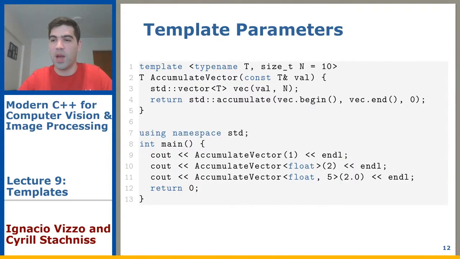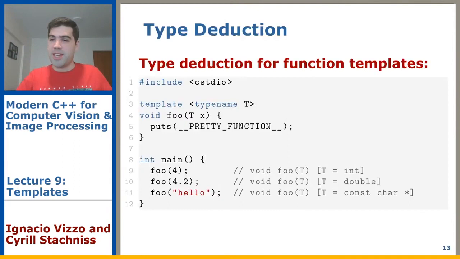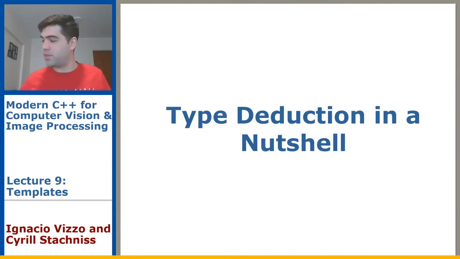Okay, so type deduction in a nutshell. So the stuff we saw so far is the most important stuff. So what are templates really for? When this stuff happens for real.